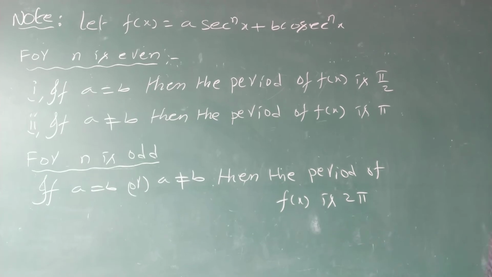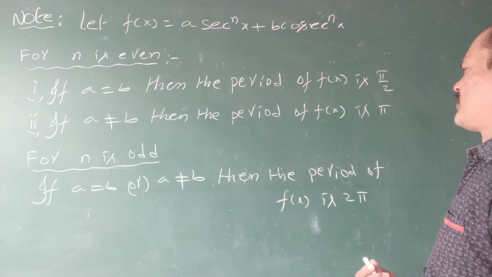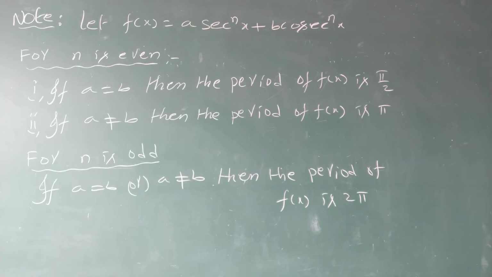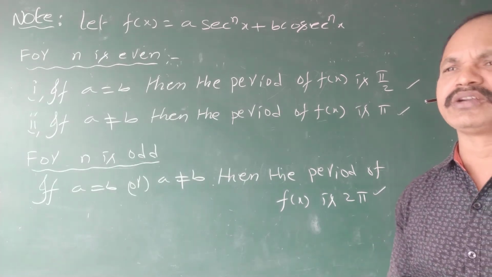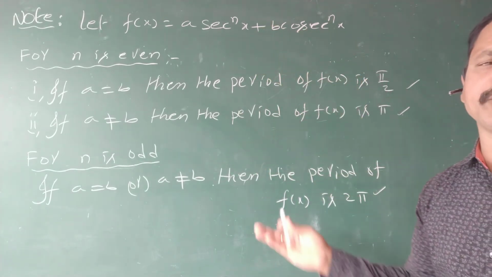Another note point: let f of x is equal to a secant power nx plus b cosecant power nx for n is even. For n is even, the first one, if a is equal to b, then the period of f of x is pi by 2, and if a not equal to b, then the period of f of x is pi. For n is odd, if a is equal to b or a not equal to b, then the period of f of x is 2 pi. So same as a sin power nx plus b cos power nx, a secant power nx plus b cosecant power nx also has the same properties.